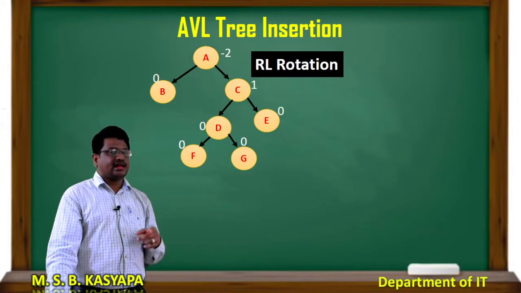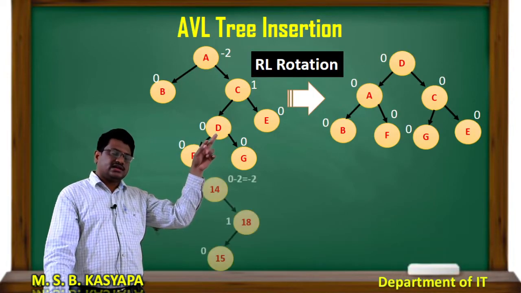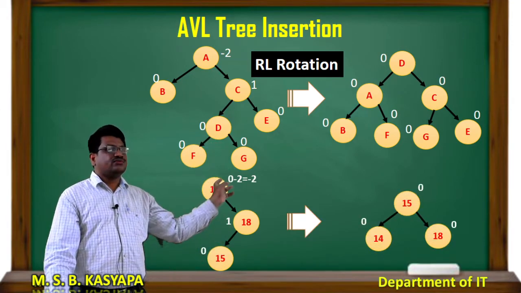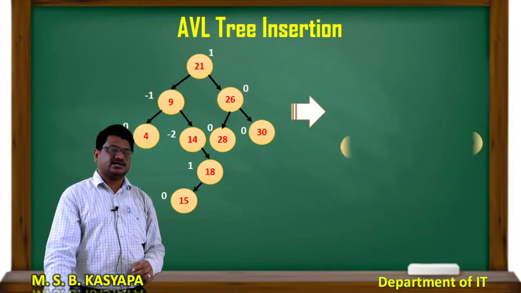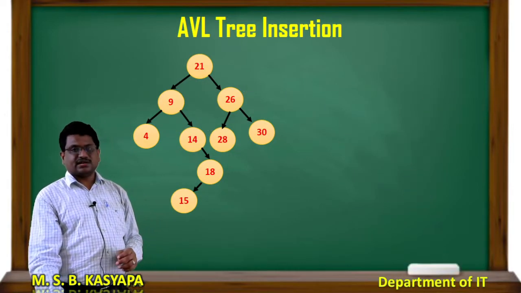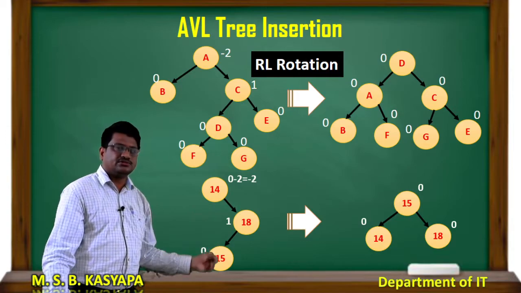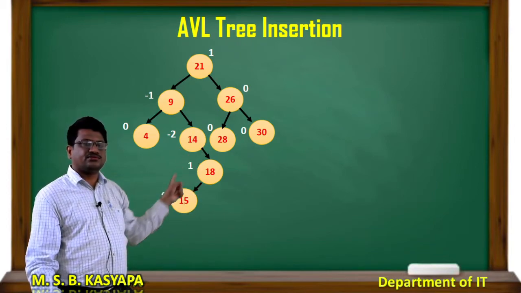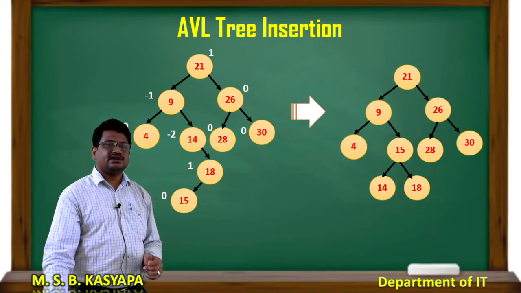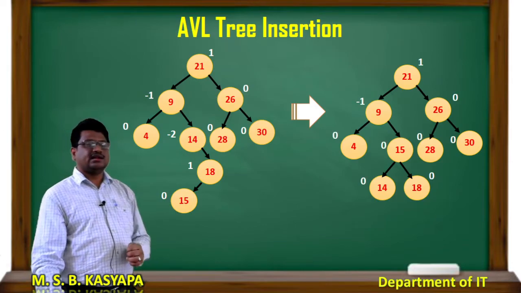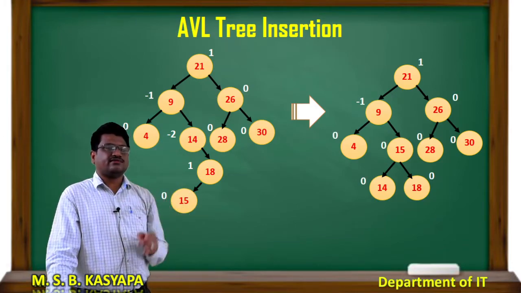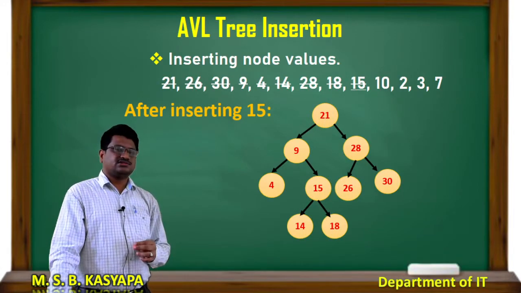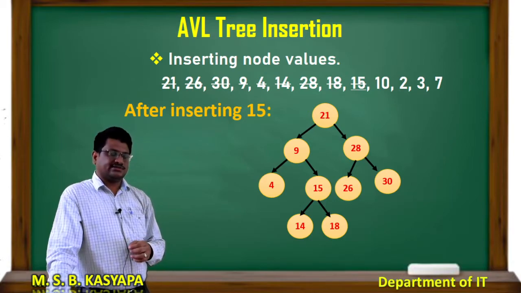So according to RL, as we have already discussed, first right, then left. That means 15 will become the root node, 14 becomes the left child, 18 becomes the right child. So if I substitute this part, 14, 18, 15, into the tree, 15 will become the root node, 14 left child, 18 right child. If I calculate the balance factors, all are minus 1, 0 and 1. So after inserting 15, my AVL tree looks like this.